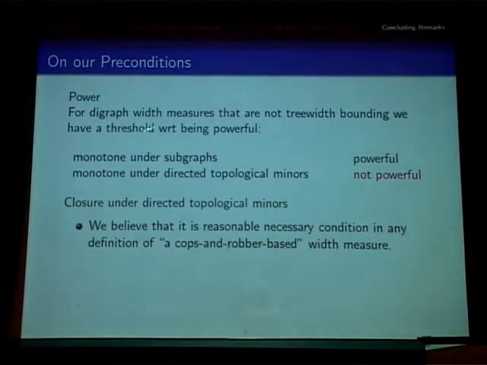With respect to being powerful, we have a threshold. If it's monotone under directed topological minors, it's not powerful unless NP is contained in P/poly, but if you require monotone under subgraphs, we have a width measure that is powerful. And this requirement of closure under directed topological minors, we think this is a good necessary condition in any definition of Cops and Robber games based width measure. So if you want to formalize what this means, this might be a good thing to put in.